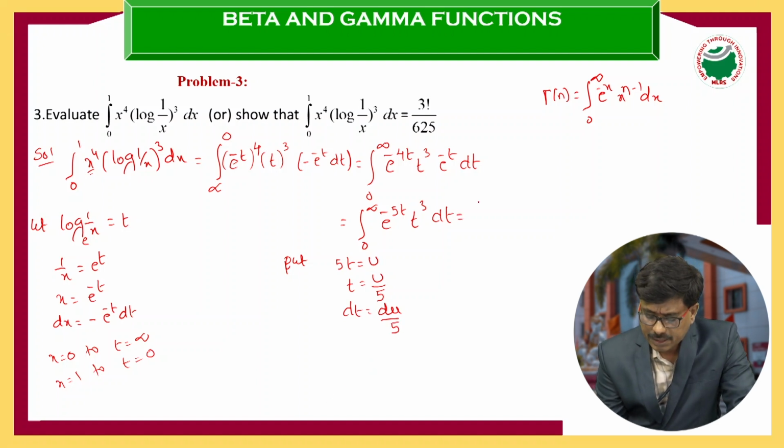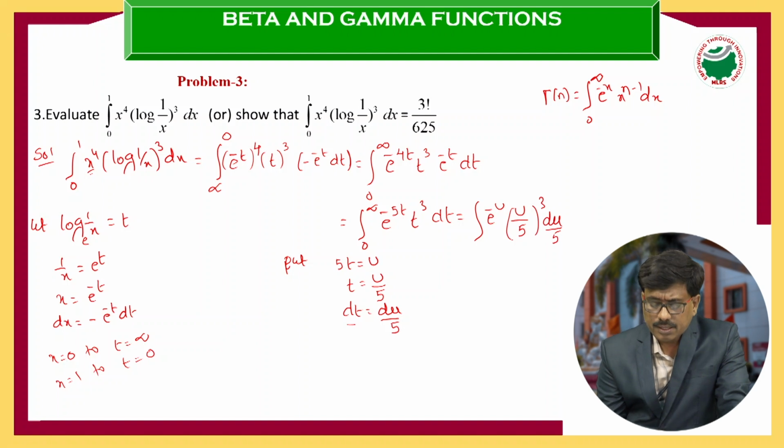Now this integral becomes e power minus u, t becomes (u by 5) whole cube, and dt replaced by du by 5. Let me go with the limit conditions. If the t limit is 0, the u limit is also 0, because if I substitute t value 0, u is 5 times 0, which is 0, and the t limit infinity gives the u limit also infinity.